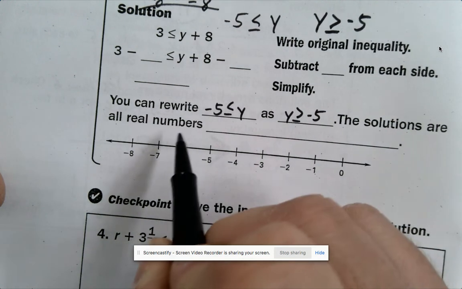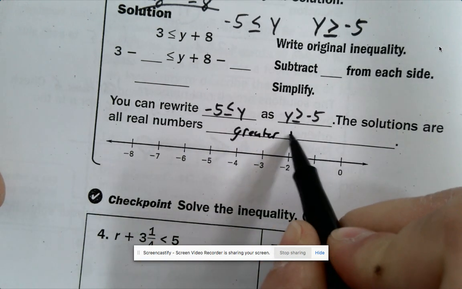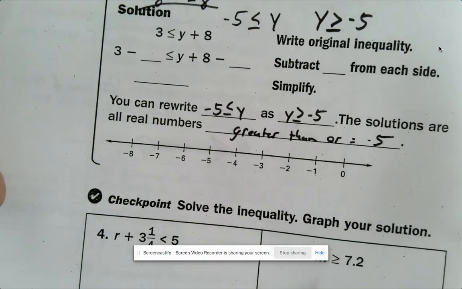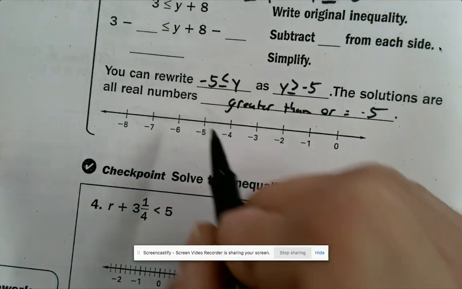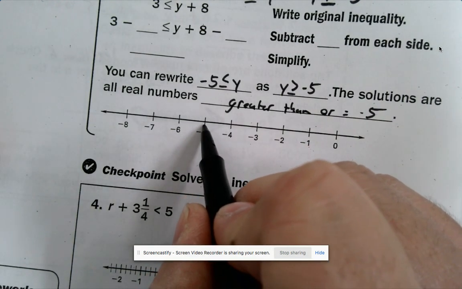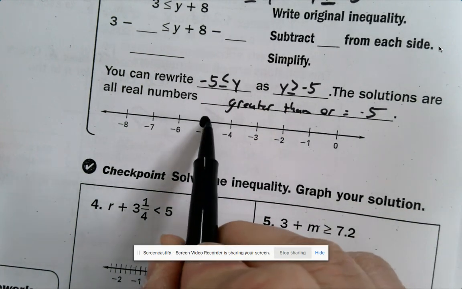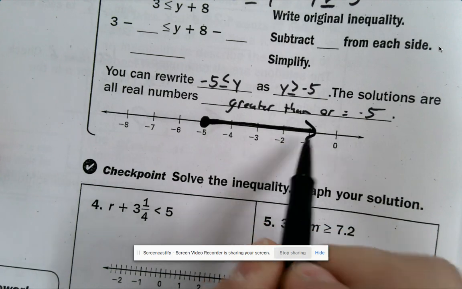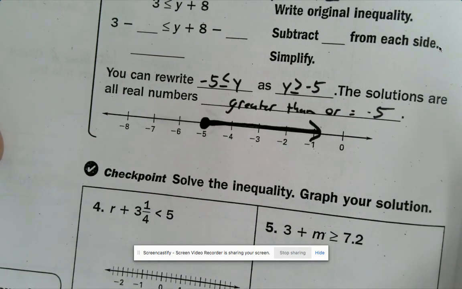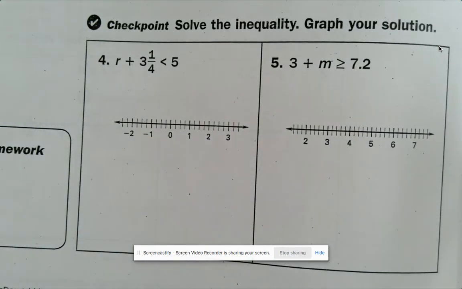The solutions are all the real numbers that are greater than or equal to -5. So now I'm going to go ahead and graph that, and I'm going to go here, -5. Should it be open or closed? Closed. And if I follow that way, my variable's on the left. It's just going to go that way for my shading. All right, pause the video again. Got some fractions and decimals. Good luck with checkpoints 4 and 5.